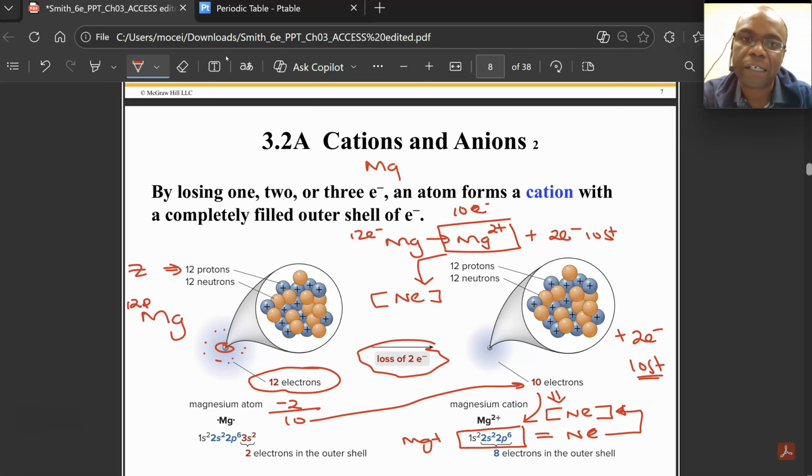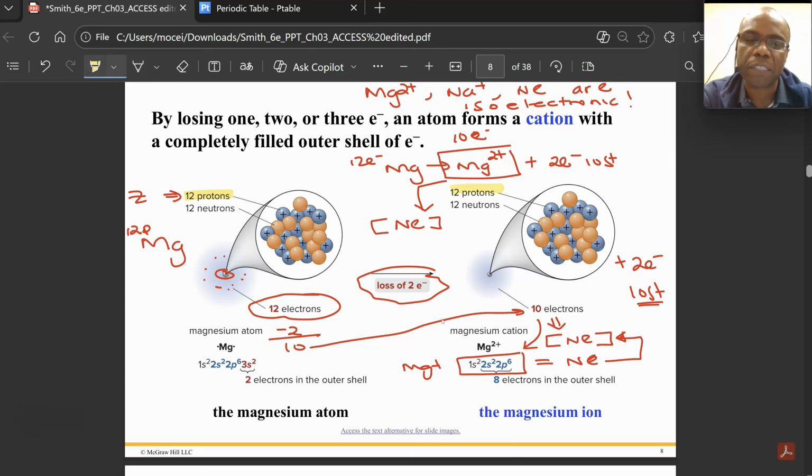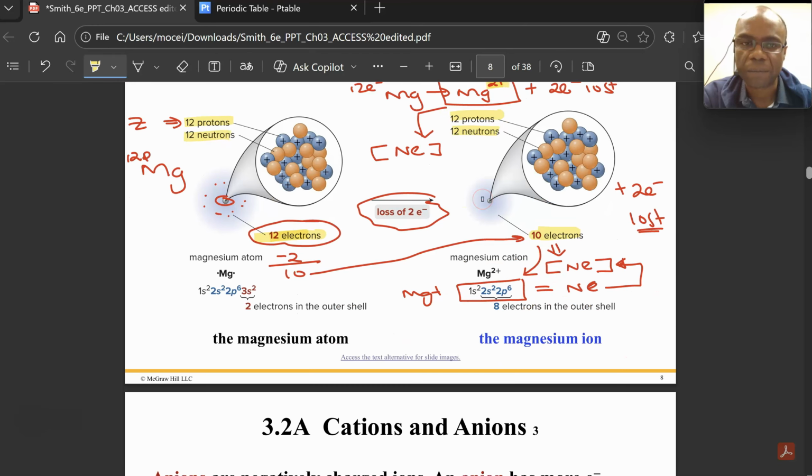So we can say Mg2+, Na+, and neon have the same electronic configuration, so they are isoelectronic. Did the number of protons change? No, it stayed 12 as before. Did the number of neutrons change? No. The only thing that changed was the number of electrons, from 12 to 10. Loss of electrons equals presence of positive charge. So you lost 2 electrons, and Mg becomes the Mg2+ cation.